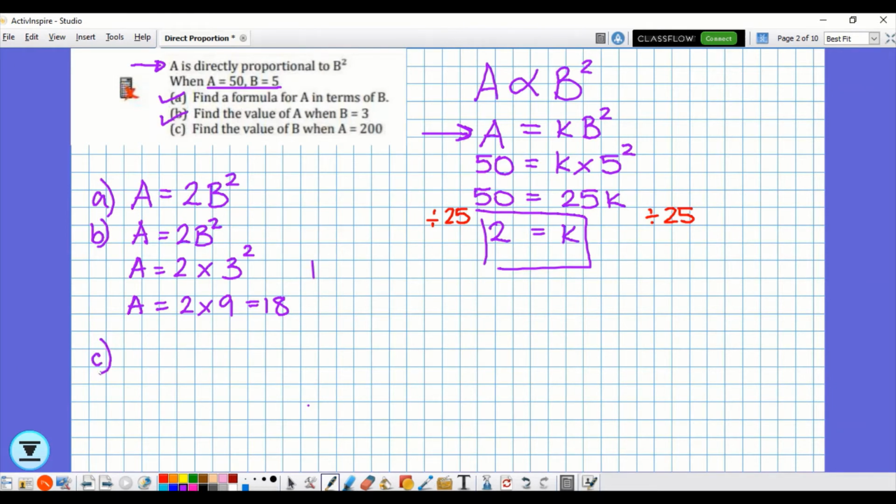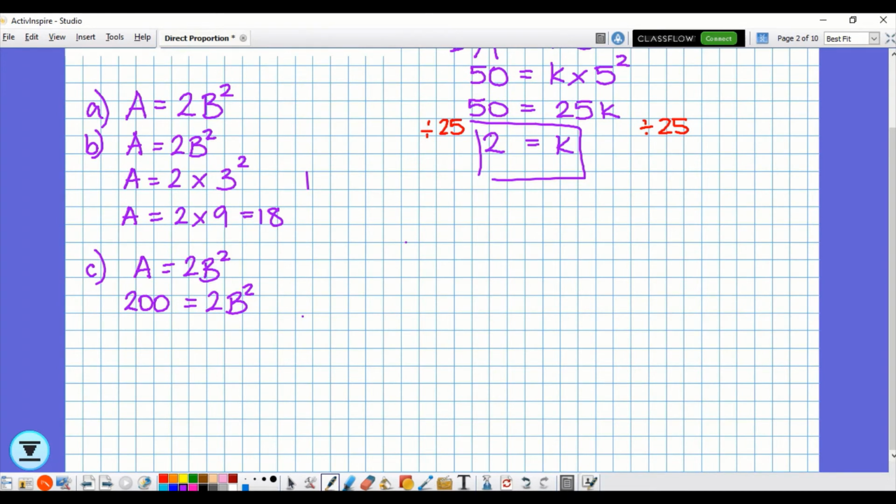Now for part C, it's a similar thing. So we're going to write out the equation that we found. So A is equal to 2B squared. Now it says find the value of B when A equals 200. So when A is 200, we need to find out what B is. So I've got 200 equals 2B squared.